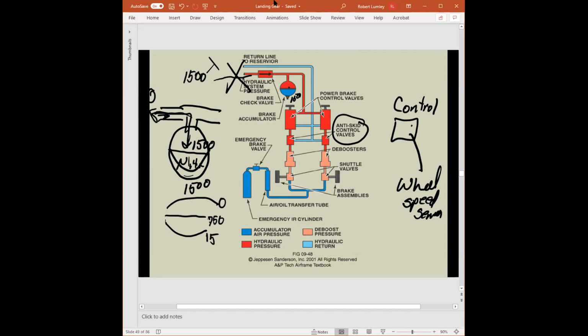When the pilot pushes on the brake, the control box sends a signal to the anti-skid control valve and says, okay, we're going to allow this much pressure to be applied to the brakes. The excess fluid is then returned back to the system. So, for example, if the wheel speed sensor says the wheel is skidding, the control box says, okay, we need to release the pressure so the wheel starts to spin again.